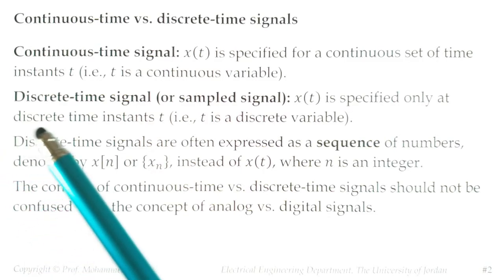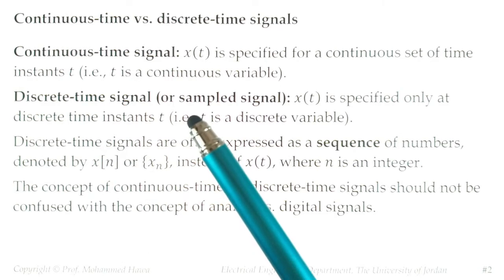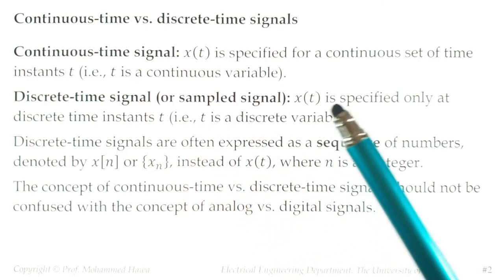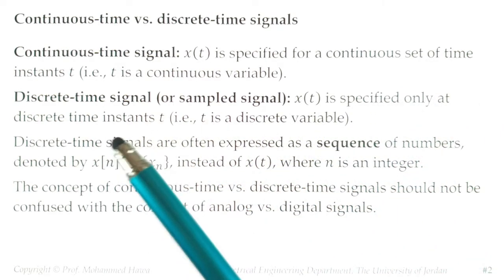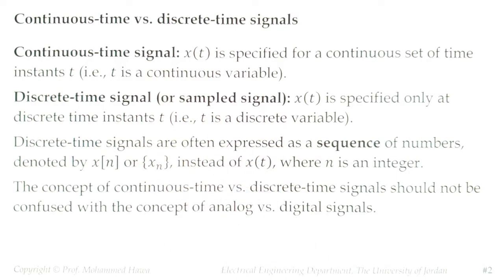However, a discrete time signal, which can be a sampled signal, x of t, is specified only at discrete time instants t, which means that the time variable is discrete.